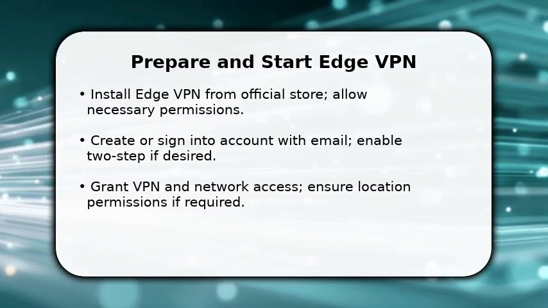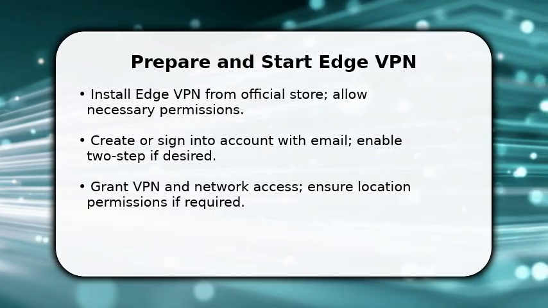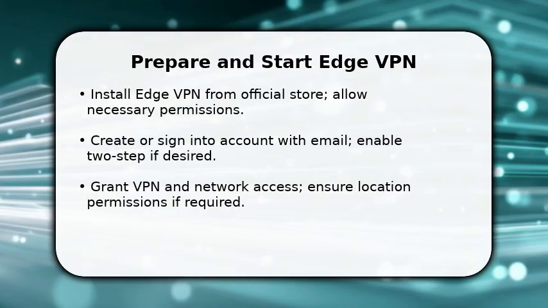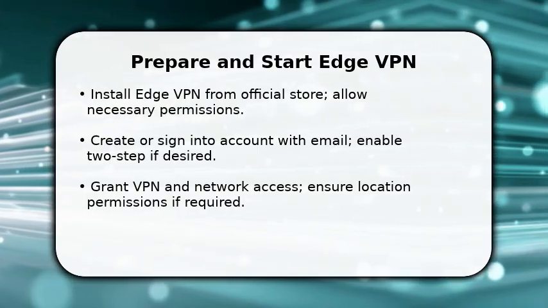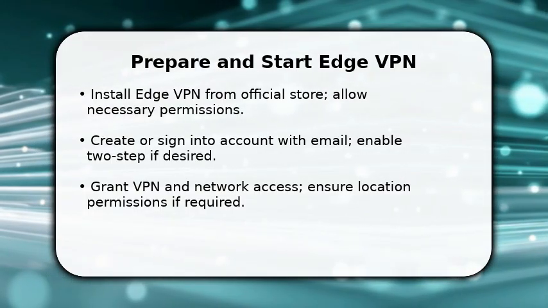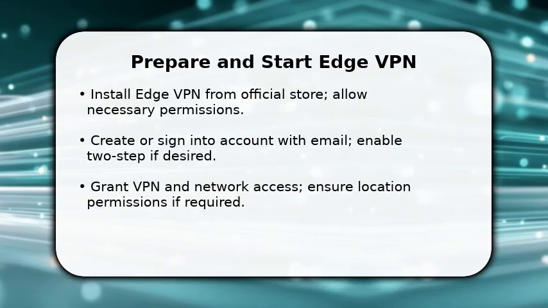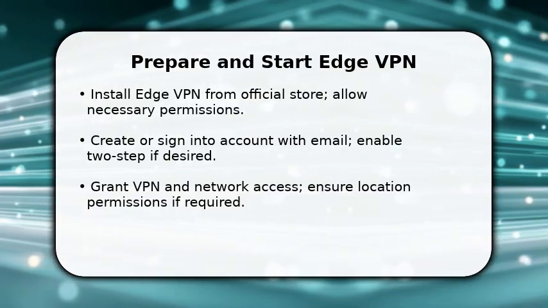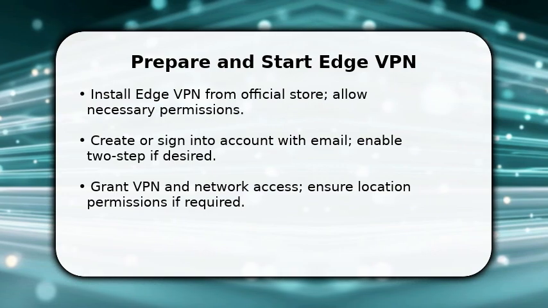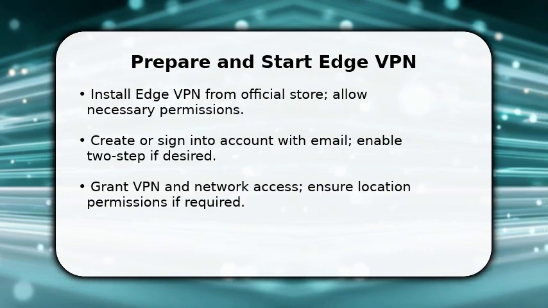Once done, grant the app VPN permissions and any network or location access it requests so connections can be routed properly. Make sure battery optimizations won't kill background activity. These steps let Edge create its secure tunnel and preserve connectivity. Without them, the app cannot establish or maintain a VPN session reliably.